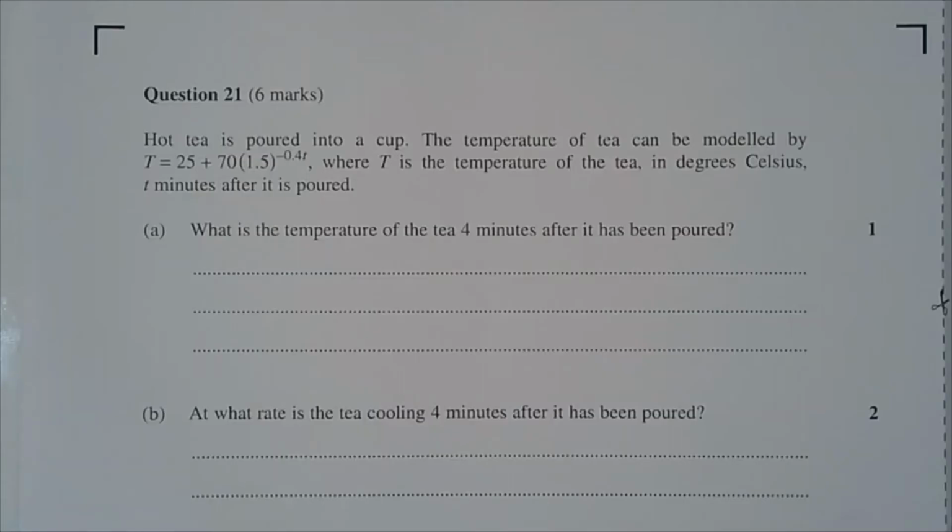Question 21. Hot tea is poured into a cup. The temperature of the tea can be modelled by capital T equals 25 plus 70 multiplied by 1.5 to the power of negative 0.4 T, where capital T is the temperature of the tea in degrees Celsius, T minutes after it is poured. Part A. What is the temperature of the tea 4 minutes after it has been poured?